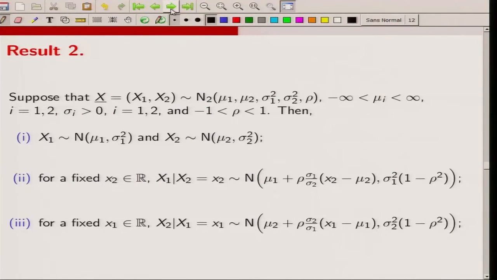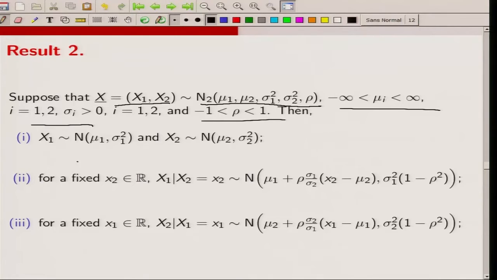Now, let us do this result. Suppose that X = (X1, X2) is N2(mu1, mu2, sigma1 square, sigma2 square, rho), with mu_i between minus infinity and infinity, sigma_i greater than 0, rho between minus 1 and 1. It is important to know that rho has to be between minus 1 and 1, otherwise that integral which we integrated out will not be finite.